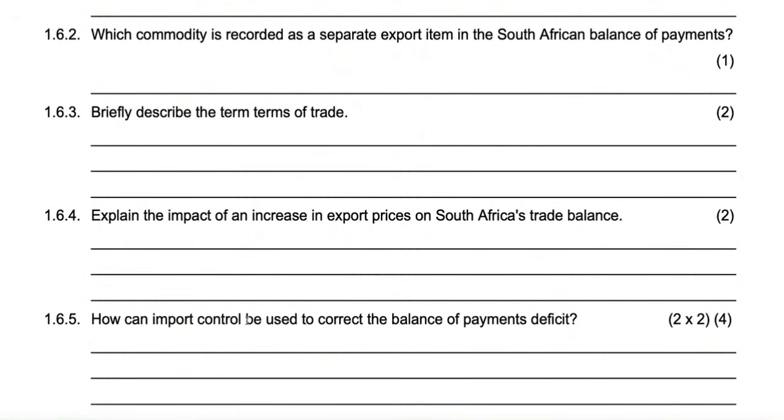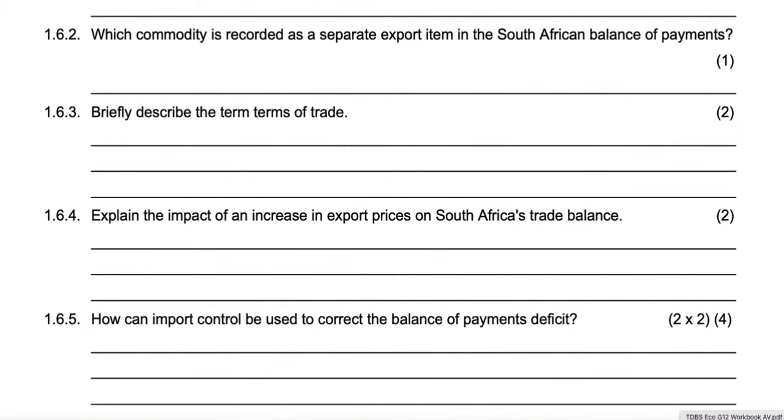We could use exchange control, which is a limit on the amount of foreign currency that, let's say, a South African resident can purchase on the foreign exchange market. So if they restrict the amount of foreign currency that you can buy, then that sort of controls your imports. So all that can be done.